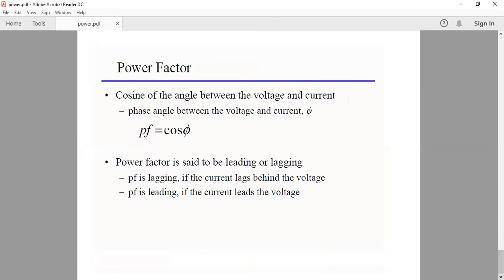Power factor is said to be leading or lagging. Power factor is lagging if the current lags behind the voltage, especially in the case of inductive circuits. And the power factor is leading if the current leads the voltage. This is the case of a purely capacitive circuit or a capacitive circuit. As I said, in a purely inductive circuit, current lags the voltage by an angle of 90 degrees, and in a purely capacitive circuit, the current leads the voltage by an angle of 90 degrees.